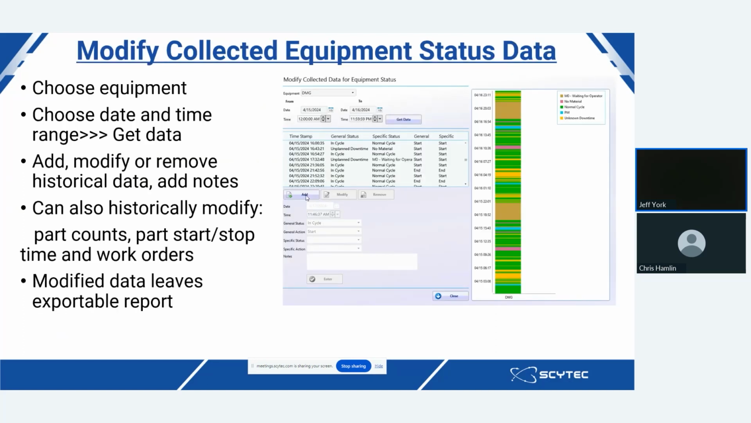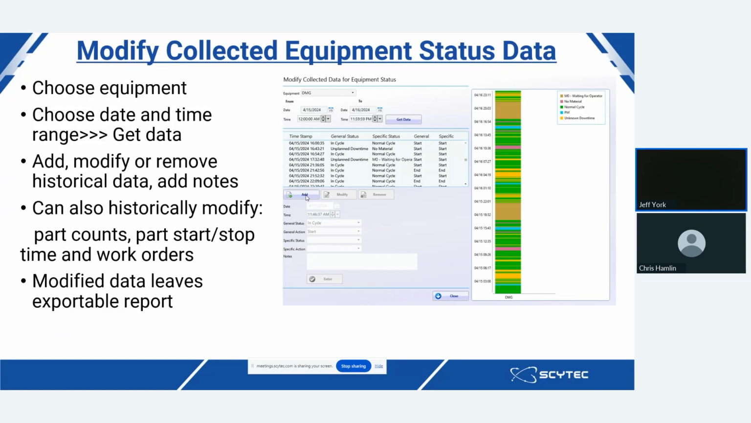So what I'd like to go over first is modifying collected equipment status data. And you can do a couple things with this in the desktop version. So first you can choose your equipment, and then you can choose the date and time range and hit get data. And then from there you can add, modify, or remove historical data and also add notes. You can also historically modify part counts, parts start and stop times, as well as work order.